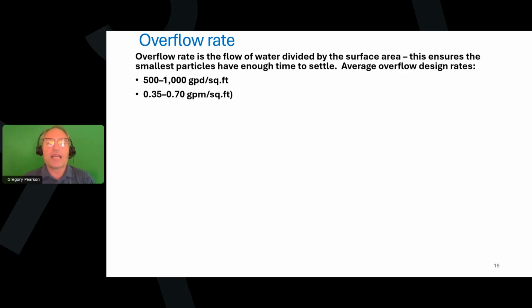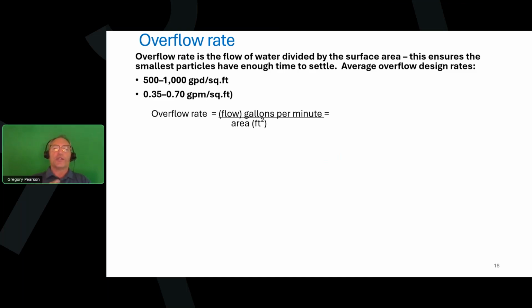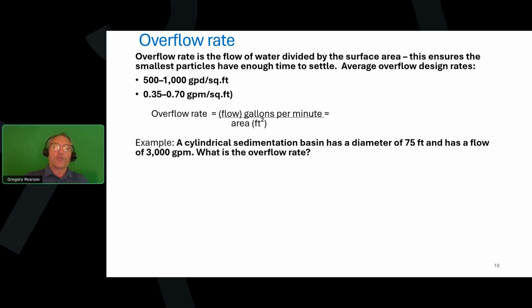The average design rates can range from 500 to 1,000 gallons per day per square foot, or you can use gallons per minute per square foot, where it would be 0.35 to 0.7 gallons per minute per square foot. And here's the equation, the overflow rate. I'm going to just use gallons per minute per square foot, and we'll do an example here.